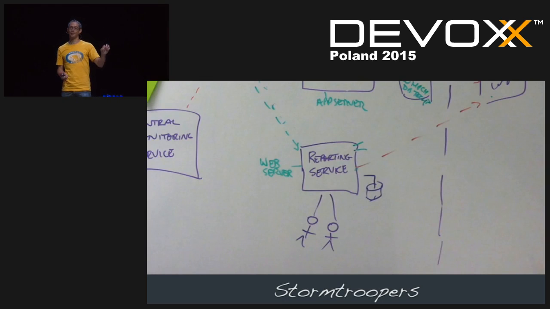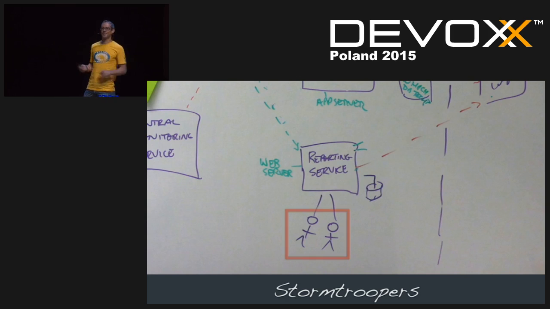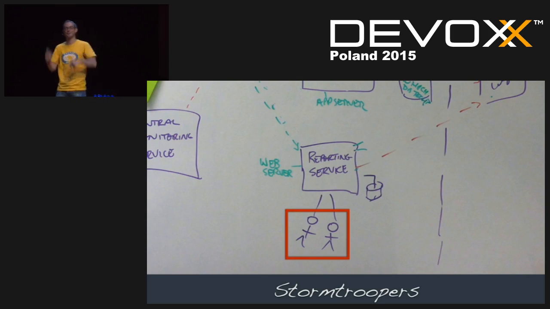I like people on my diagrams because people add context as to who is using the system, but let's give them a name, otherwise they're just faceless clones, they're stormtroopers attacking your system. This is quite apt since we're in the Star Wars room.